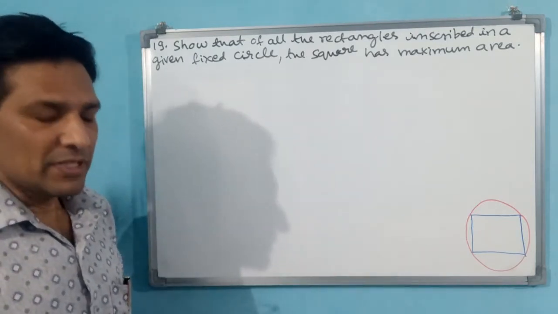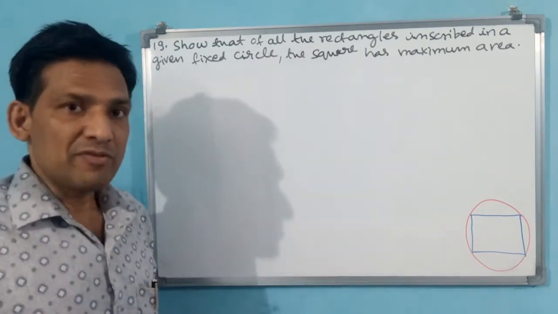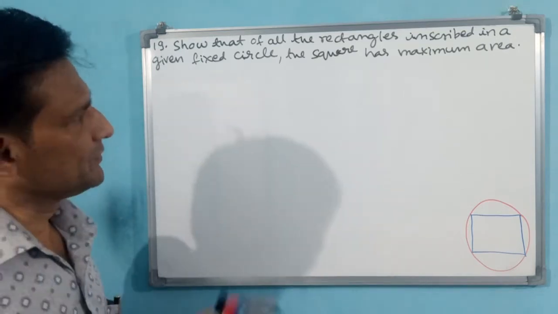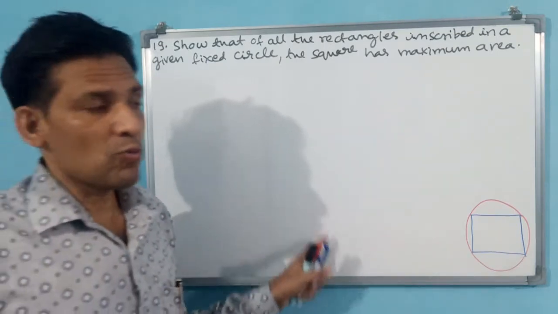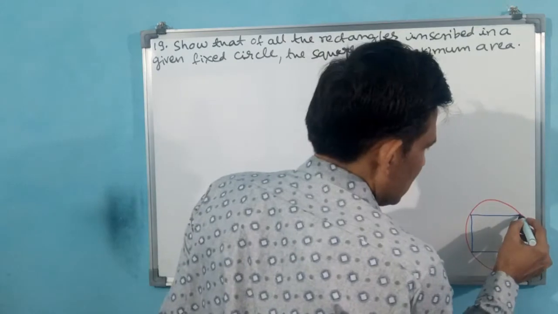You see here, for a circle, three dimensions are important. First of all, let us see. Circle is having maximum area. But this is a circle, and we have to find the square. Square is having maximum area, like they have given. We have to prove that this is a square. How to proceed? You see here.